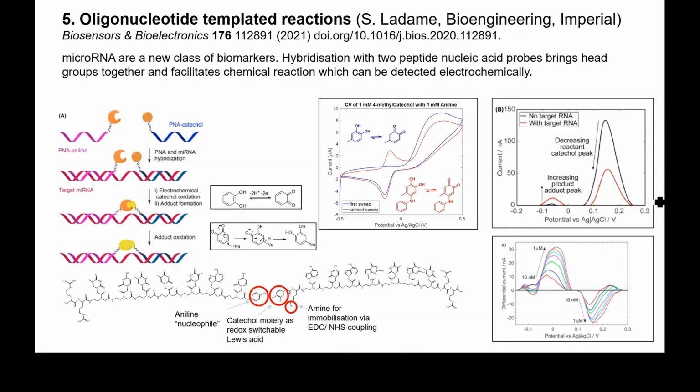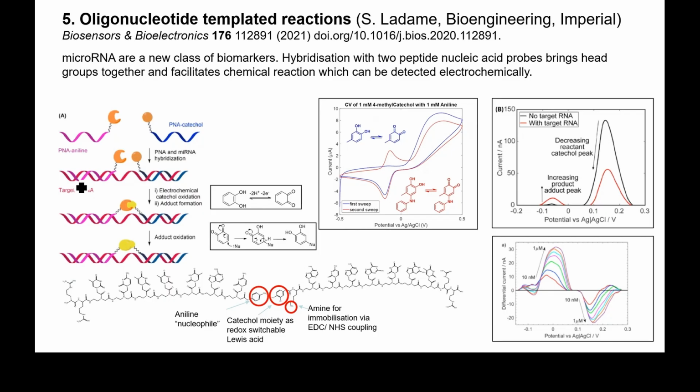And finally, another recognition chemistry developed originally by Sylvain Ladame, a colleague of mine in the Department of Bioengineering. We published something here where we're looking at microRNA as a biomarker for prostate cancer, published a year or so ago. MicroRNAs are a new class of biomarkers. They hybridize with 2 peptide nucleic acid probes. So here are our probes at the top here on the left-hand side. On the blue one, at one end, we've got a catechol molecule, so this functional group here shown in the box. And on the other end, we've got an aniline.